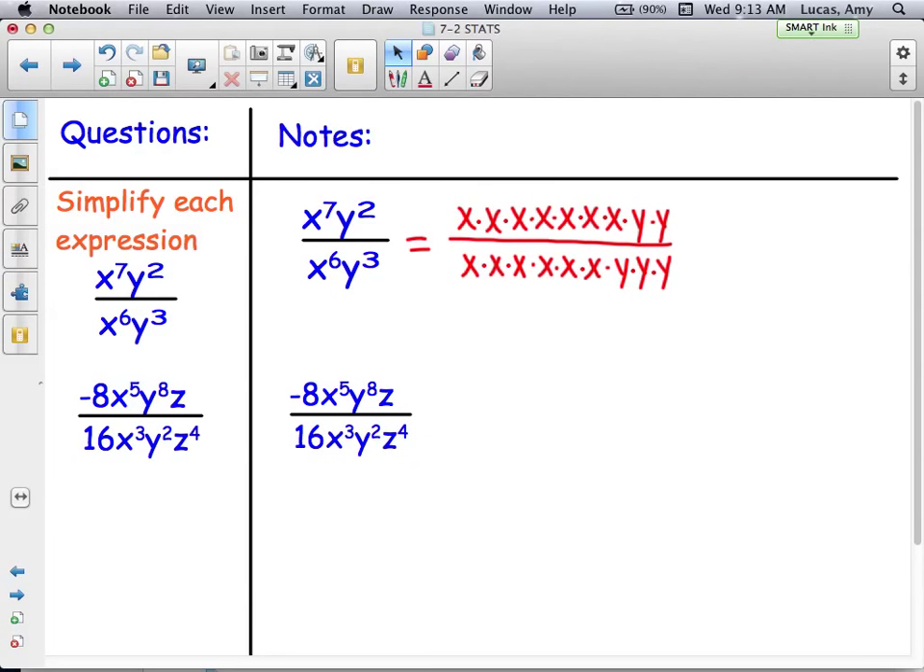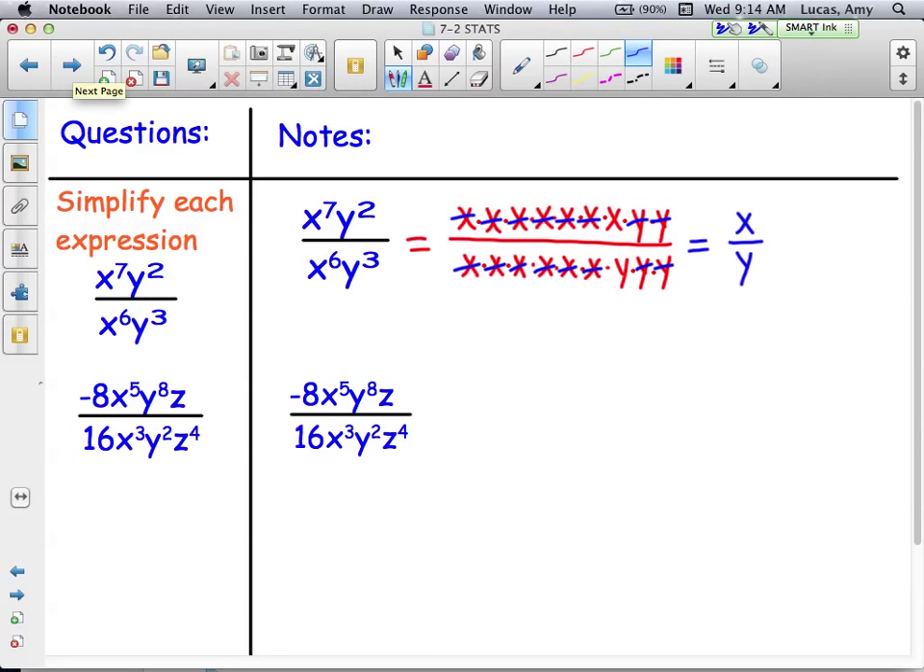When you're dividing, we know with reducing fractions that if you see the same factor in the numerator and the denominator, they cancel each other out. So x divided by x would be 1. All of these x's are going to cancel each other out. So are some of these y's, because y divided by y would be 1. Now take a look at what I have left. What I have left is x divided by y. So that is simplified.